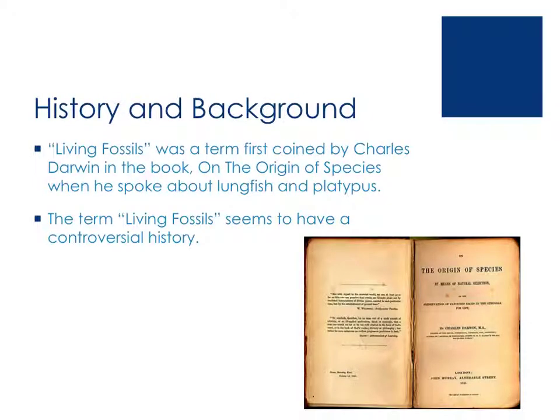Charles Darwin first introduced the term about 150 years ago in his book On the Origin of Species, when discussing the platypus and lungfish. Both species have had little or no diversification over millions of years. Darwin saw living fossils as remainders of ancient species. This term has since been used to describe certain types of organisms such as horseshoe crabs, coelacanths, and even plants and trees like Dawn redwood trees. We will further discuss these examples in just a few moments.